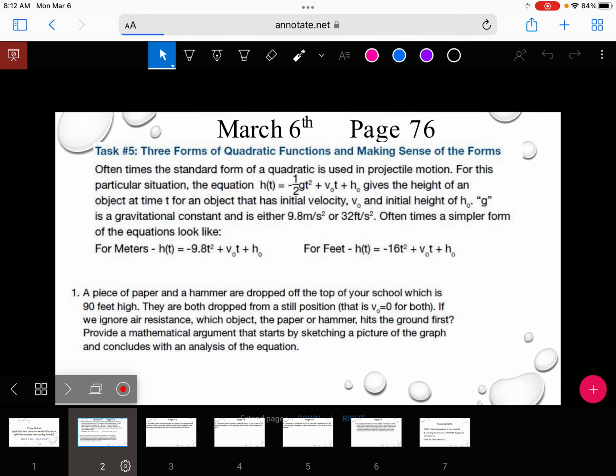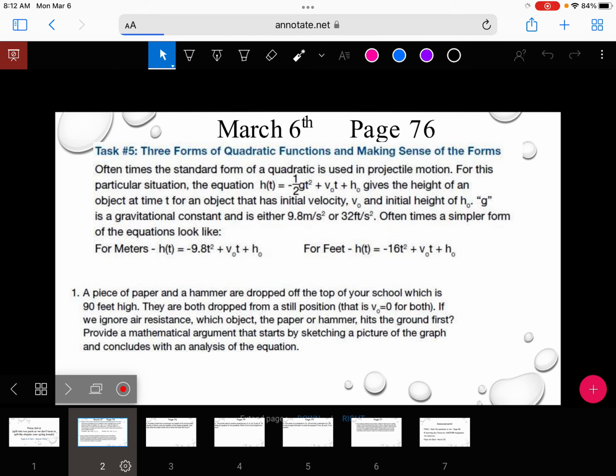So let's start with the hammer. When I go to write an equation for it, we're going to use feet because our school is listed as 90 feet high. So we're going to use the feet equation, so I can figure out the height of the hammer. Using that equation, we've got minus 16t squared. I don't know time yet. We're asked to find the time when they hit the ground, so it's okay to have a t.